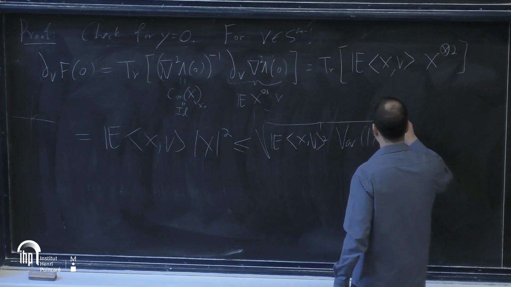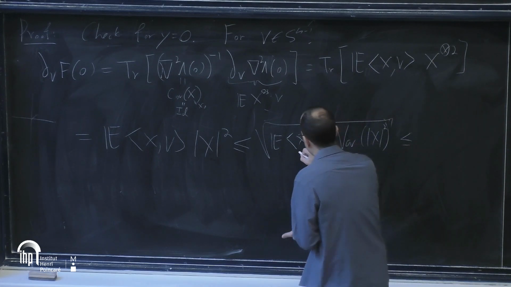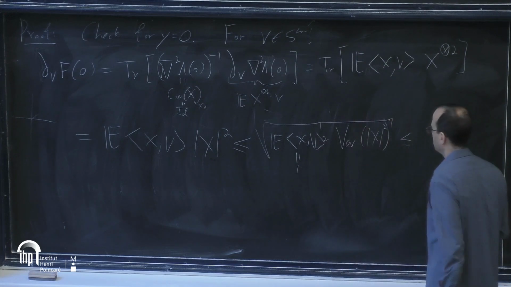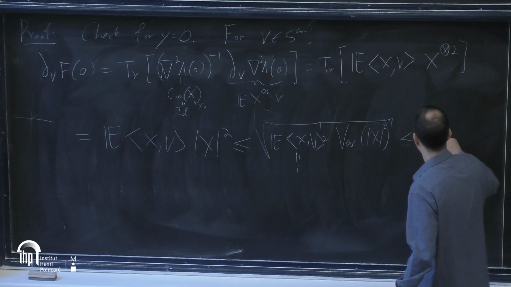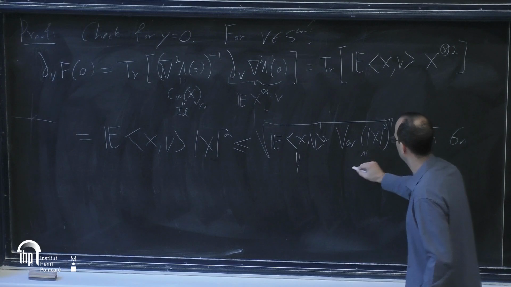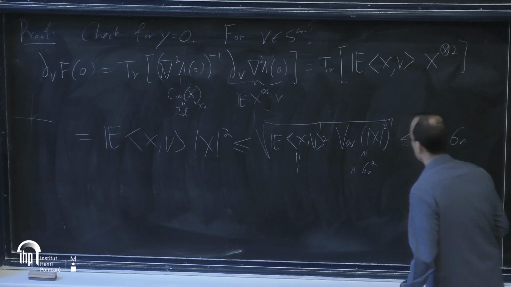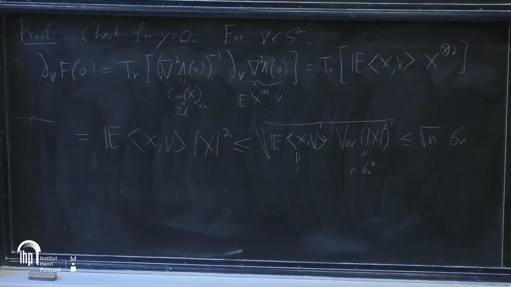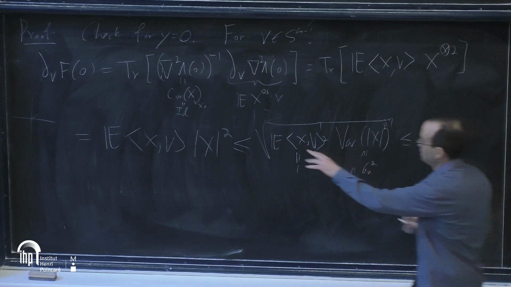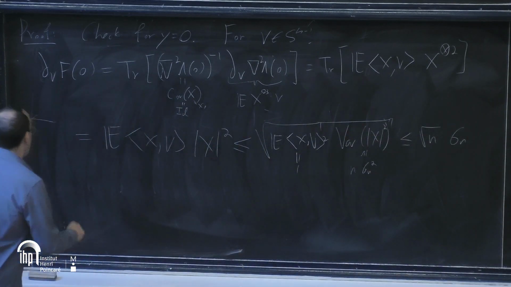So yeah, and then this is 1, actually equals 1, because it's isotropic. So I get root of n sigma n, because this is at most n sigma n squared. By definition, it's called x2. Okay, so at least we got something. This is for fixed vector v.